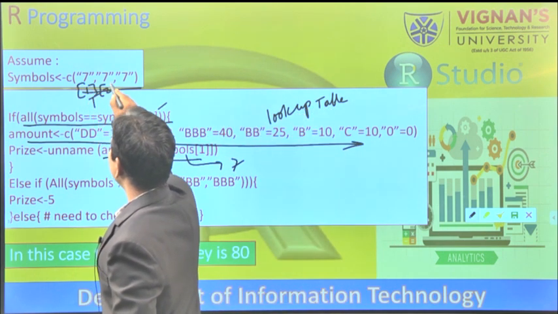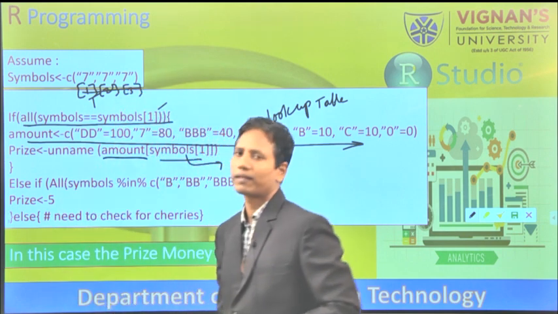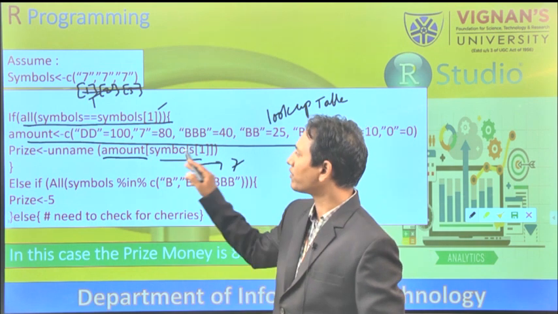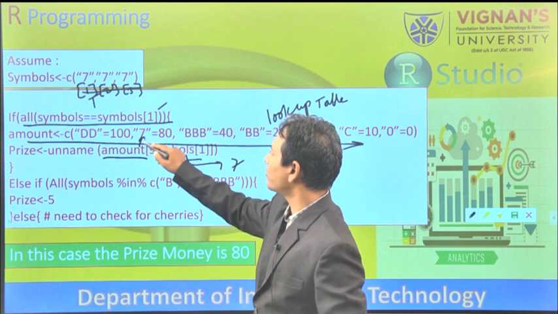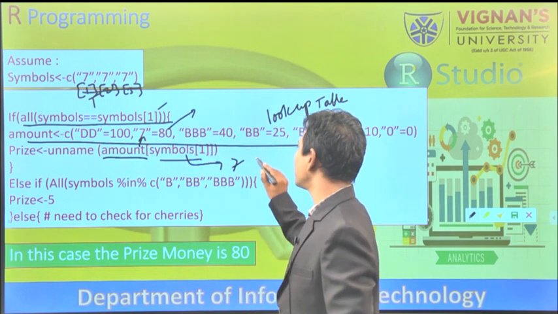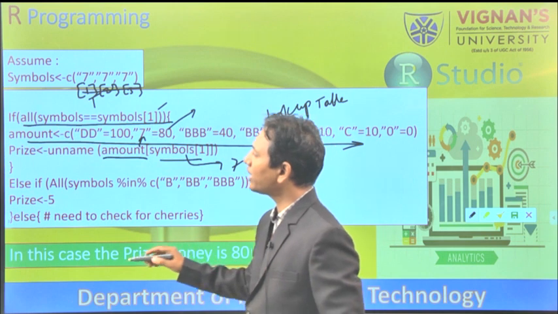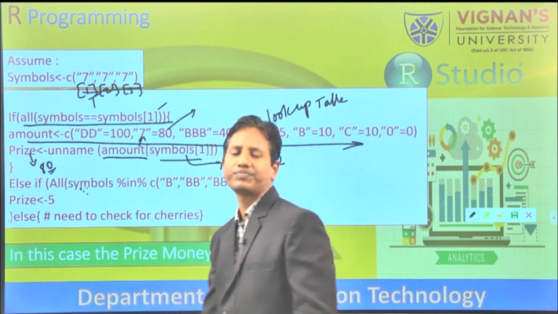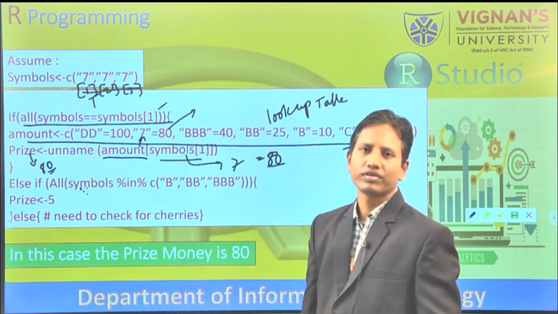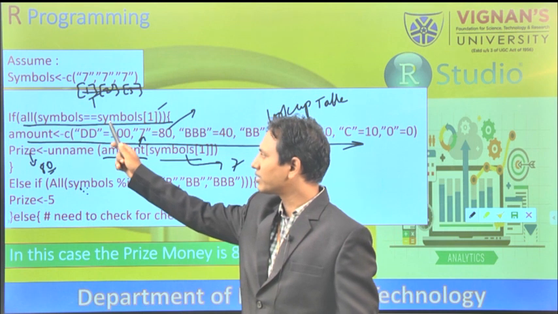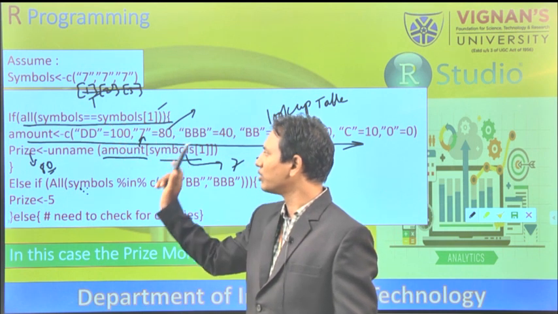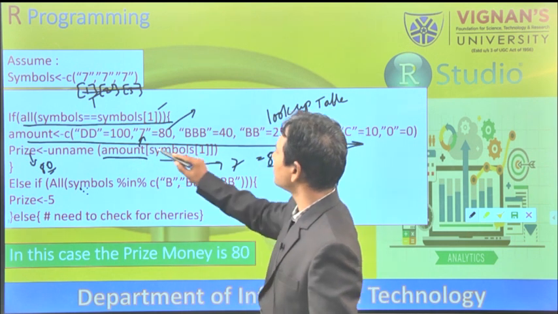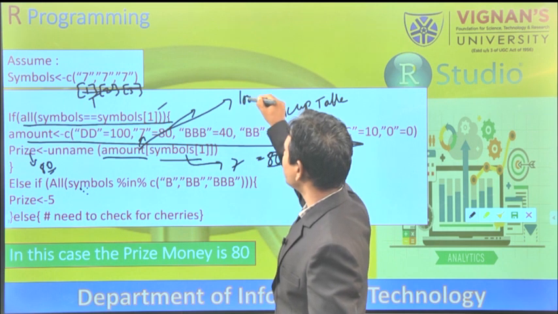So the first index value is this one, this is the second index and this is the third index. So symbols of 1 is going to be 7, and the amount of 7 is going to be returned, this 80. So ultimately the prize is going to be 80. So first I checked for the condition, then I looked for the value in this amount lookup table, and here this amount is my lookup table.